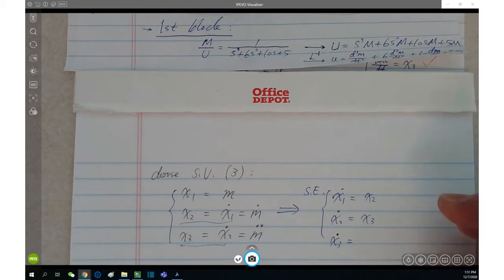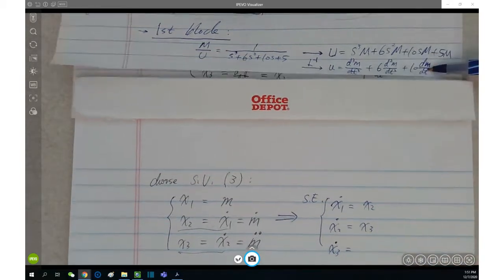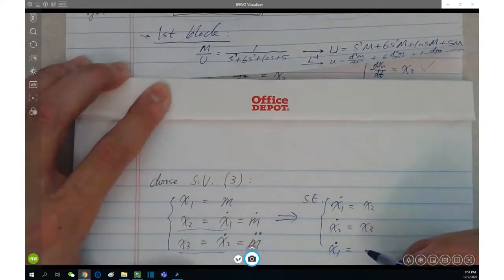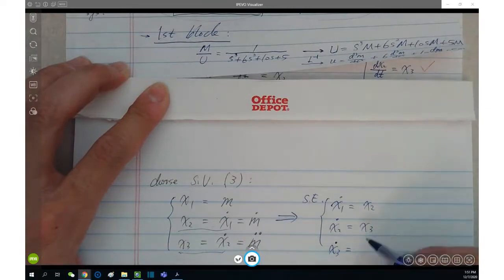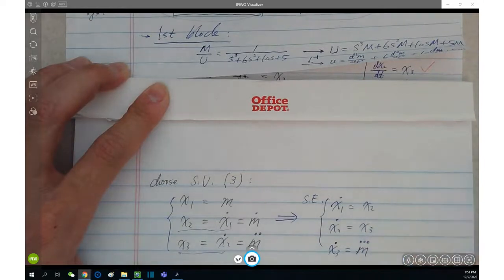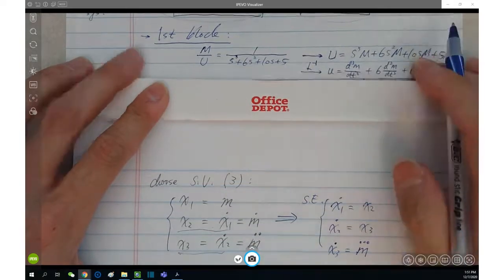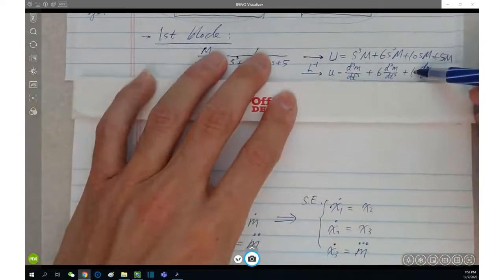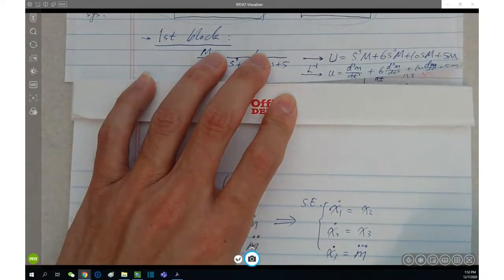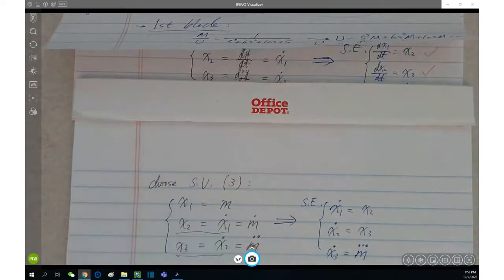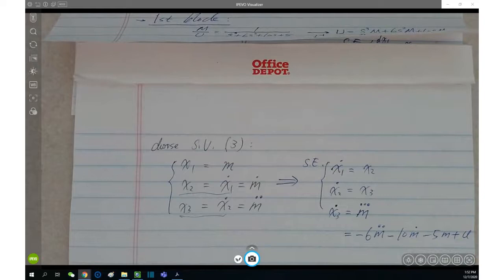X3 dot. Well, you need to go back to here, right? X3 dot is equal to m triple dot, because here you take one more derivative on both ends. And for the m triple dot, you need to derive it from this raw differential equation, right? What do you get? -6 m double dot minus 10 m dot minus 5 m plus u. This is derived from, again, the raw differential equation.